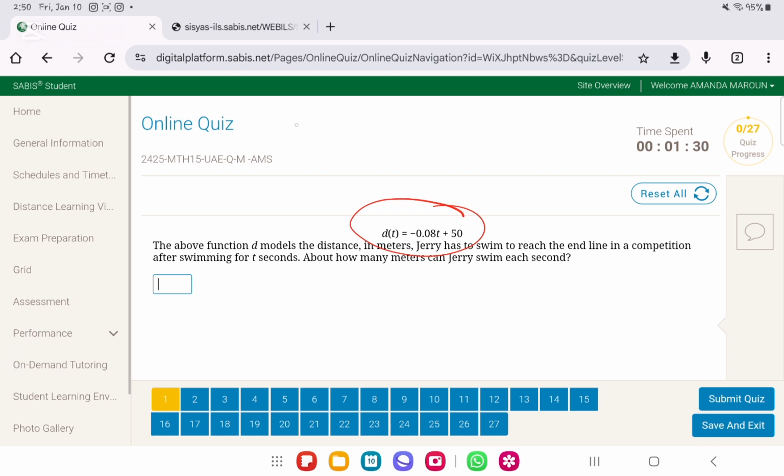We will see that this is the initial point of the swimming pool, 0 meters, and this is the final point of the swimming pool, which is 50 meters. And if you notice, they added 50. That means Jerry is at the other end of the swimming pool. So that means he is swimming backwards. So they are telling us we need to find how many meters Jerry can swim each second.